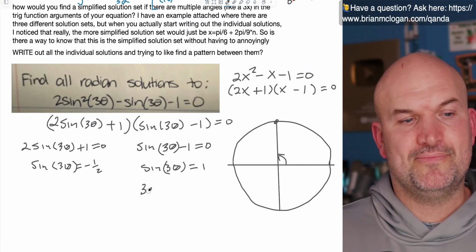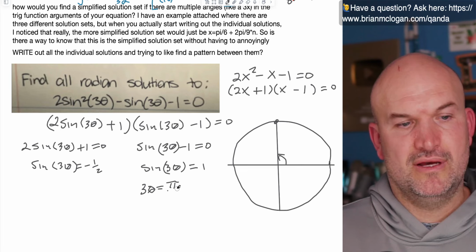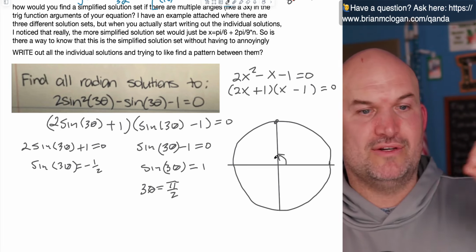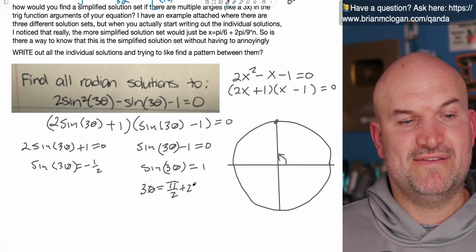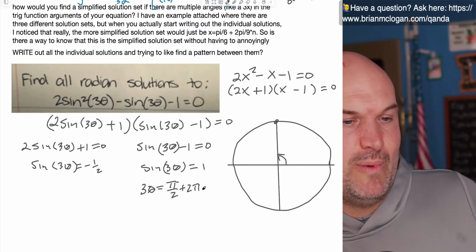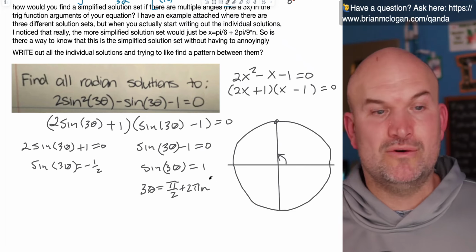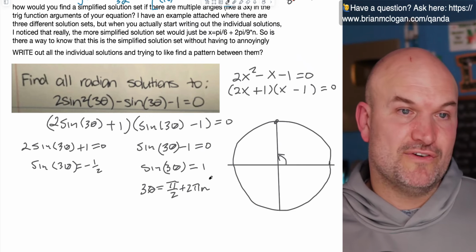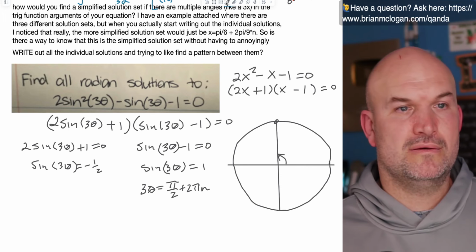So 3 theta is equal to pi halves. Now, if I want to find all the solutions, how do I keep on getting the solution? I got to keep on going around and around and around, right? Which is going to be adding a 2 pi n. So you have to add 2 pi, or you could subtract 2 pi. That's why n represents any integer. So it's going to be plus 2 pi n, where n represents any integer. Okay, then to solve for theta, now you can divide by 3 on both sides.